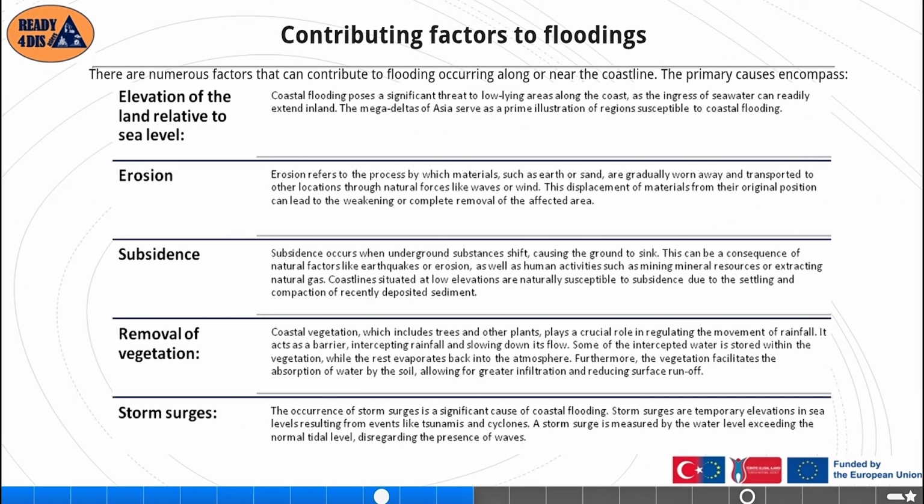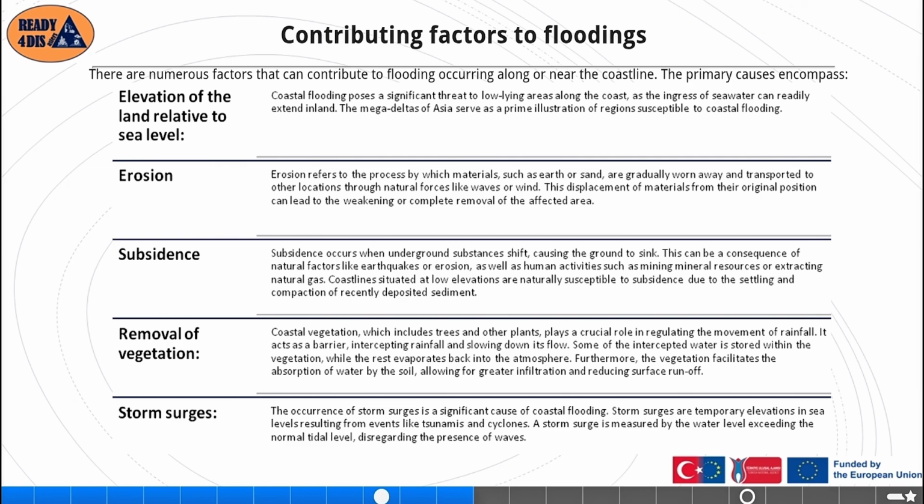There are numerous factors that can contribute to flooding occurring along or near the coastline. The primary causes encompass elevation of the land relative to sea level. Coastal flooding poses a significant threat to low-lying areas along the coast, as the ingress of seawater can readily extend inland. The megadeltas of Asia serve as a prime illustration of regions susceptible to coastal flooding.